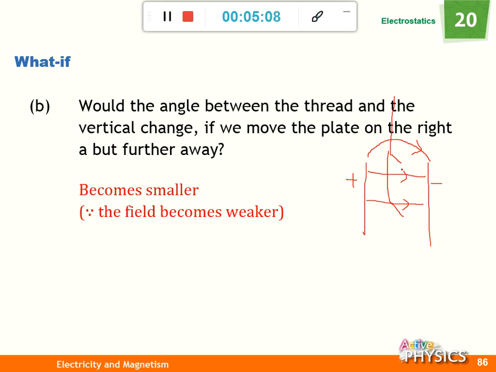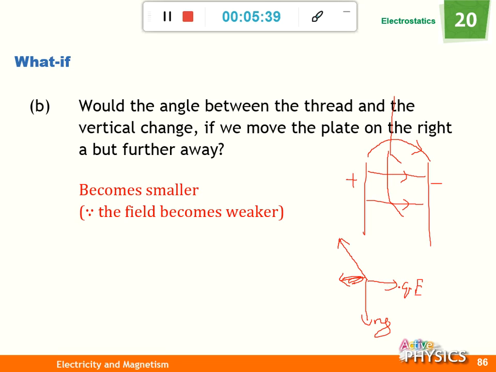This one is the E field. If we have the edge effect near the edge, the field strength will be smaller than before. Okay, look at this diagram. Mg, no change. But the electric force, in this case from positive to negative, QE may be smaller. If this one is smaller, then what will happen? This tension should not need to be greater, should be smaller.